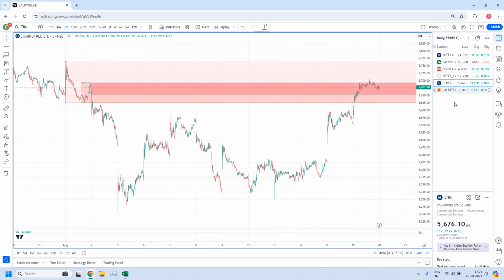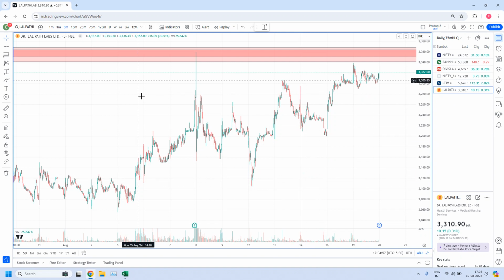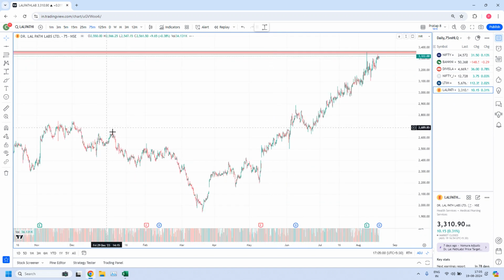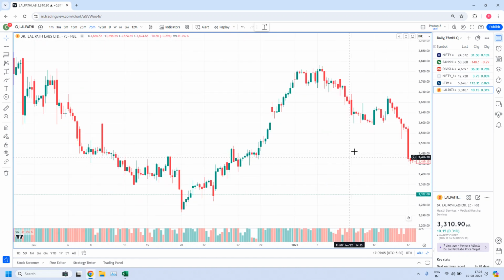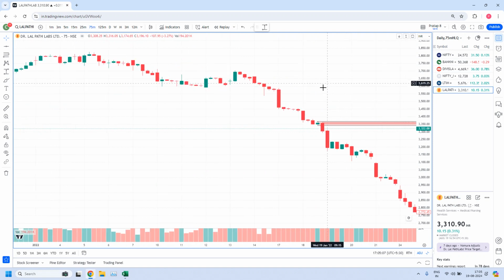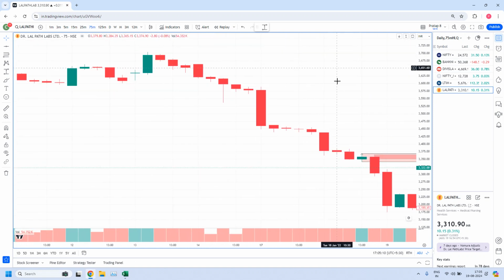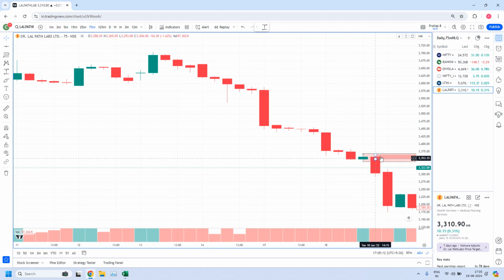And the last one is Lalpath Lab. In Lalpath Lab, this is a 75-minute zone, but from the year 2022, I guess. This is the one. We have drop, base, drop. This is what our software identified. And the leg-out is on 18th June 2022. The problem is we can fine-tune up to 15-minute zone. We cannot fine-tune 5 minutes because only in the recent price action we can fine-tune. But in 2022 we cannot fine-tune 5 minutes.